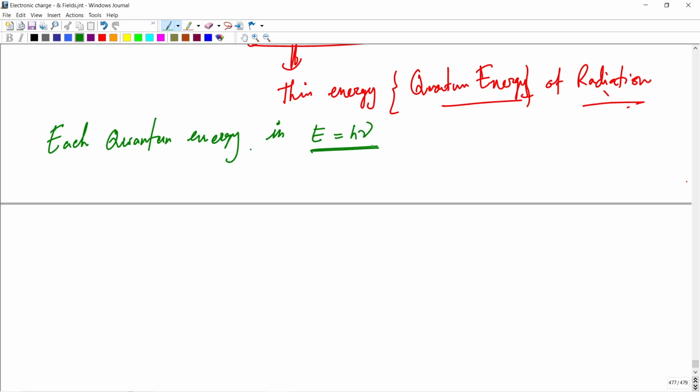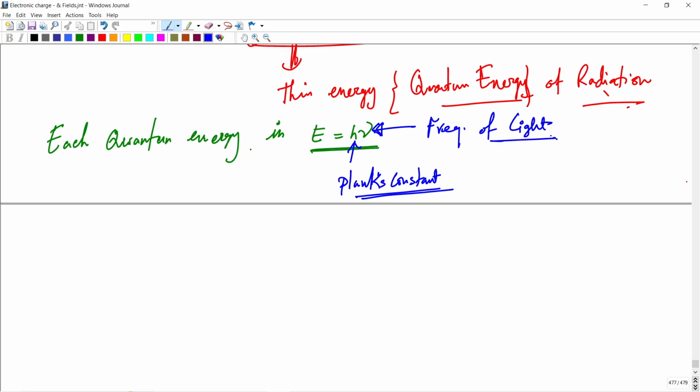Here h is Planck's constant, named after Max Planck, a famous scientist. The Planck's constant, and nu is the frequency of light. So when an electron absorbs the h nu energy.